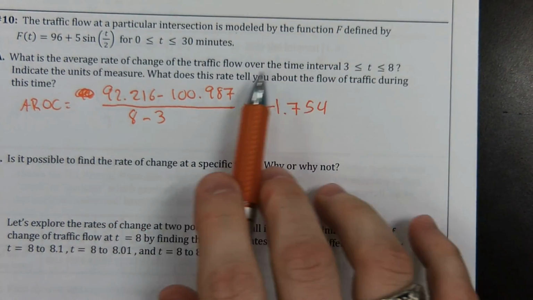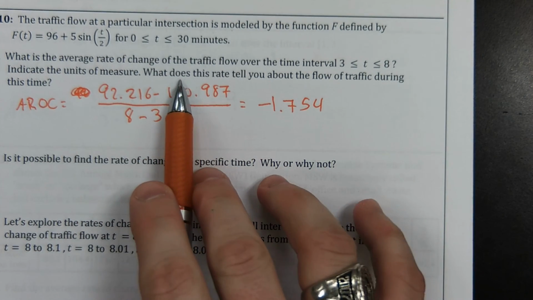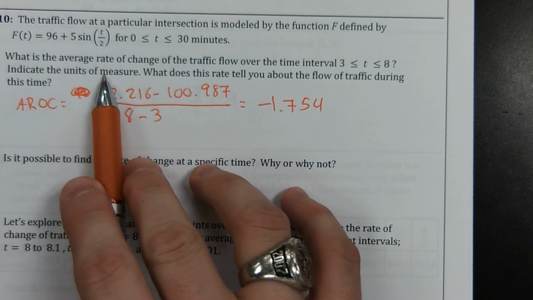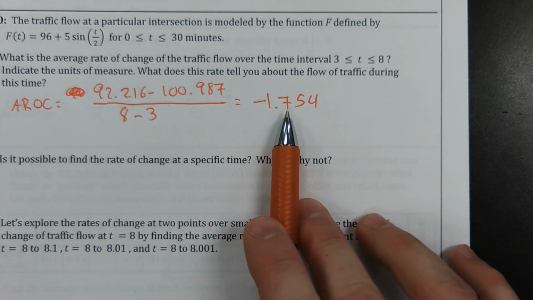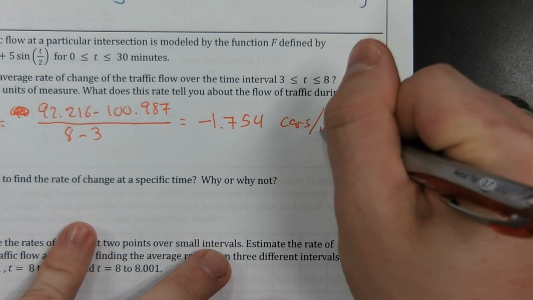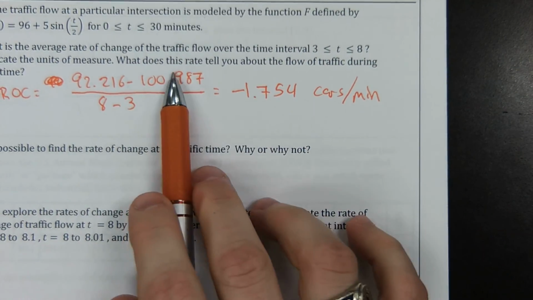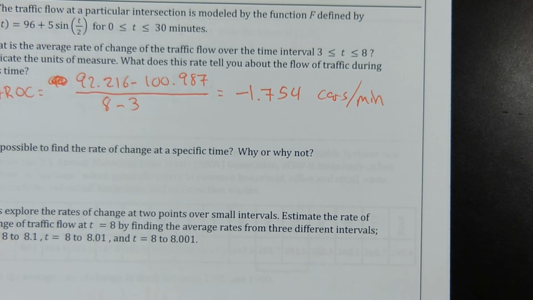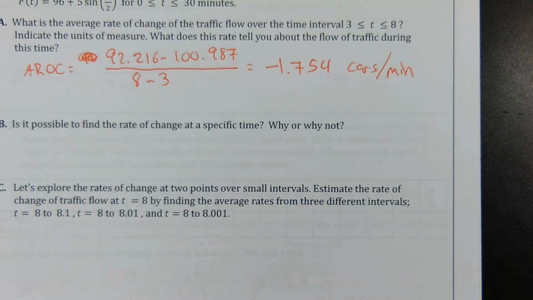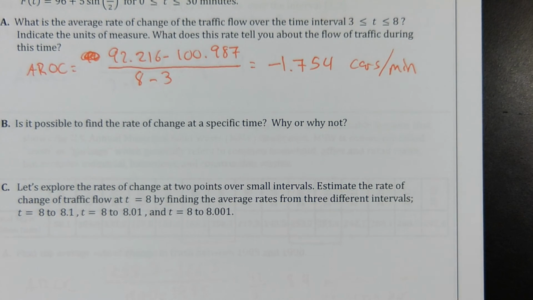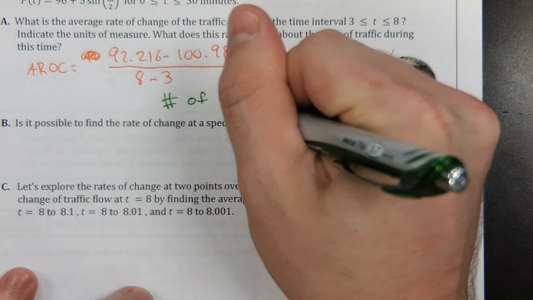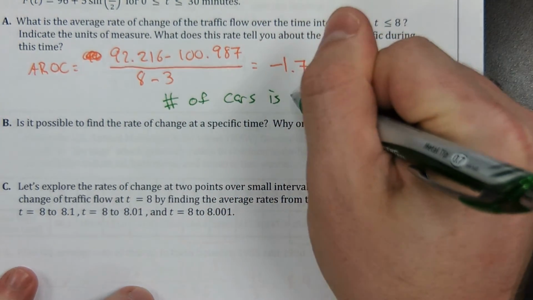And this was traffic flow. Indicate the units of measure. So this would be what number of cars per minute? Negative cars? So what does that rate tell you about the flow of traffic during that time? It's decreasing. It means the number of cars traveling through that intersection is decreasing during that time.